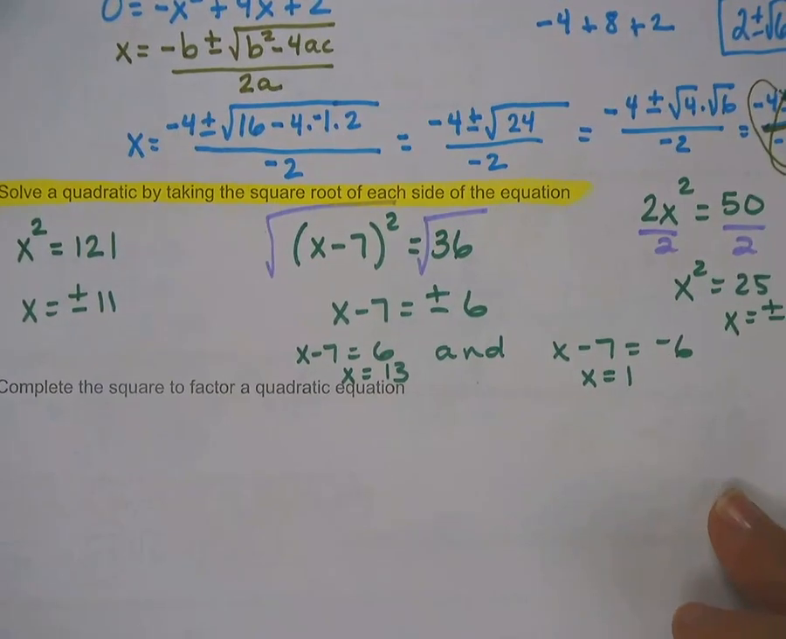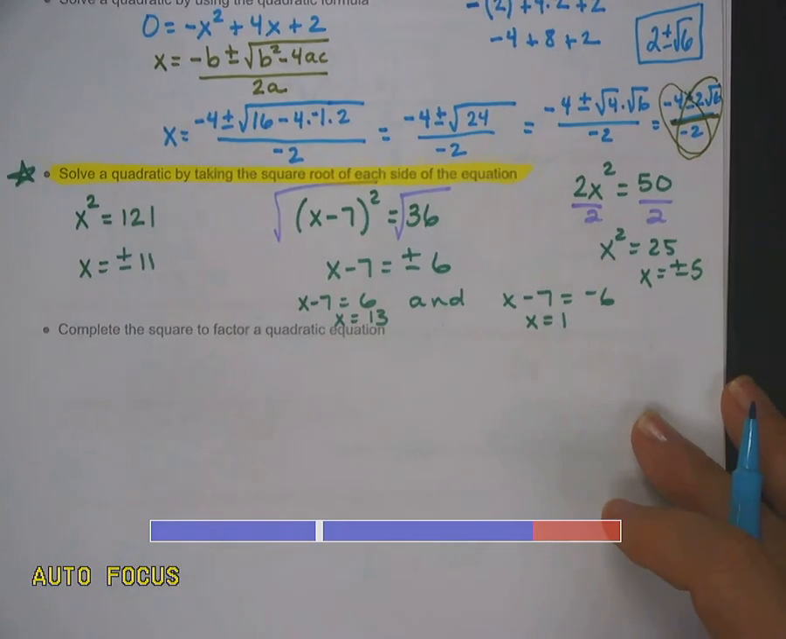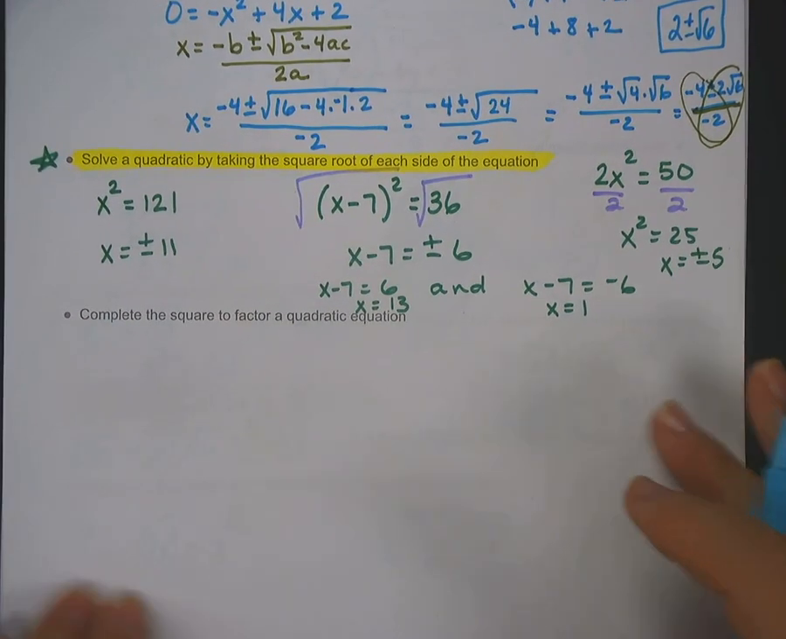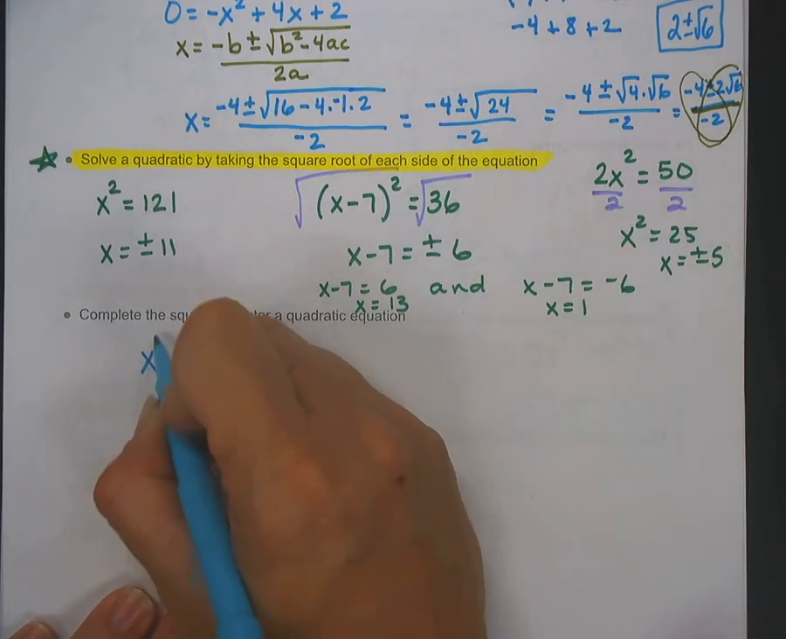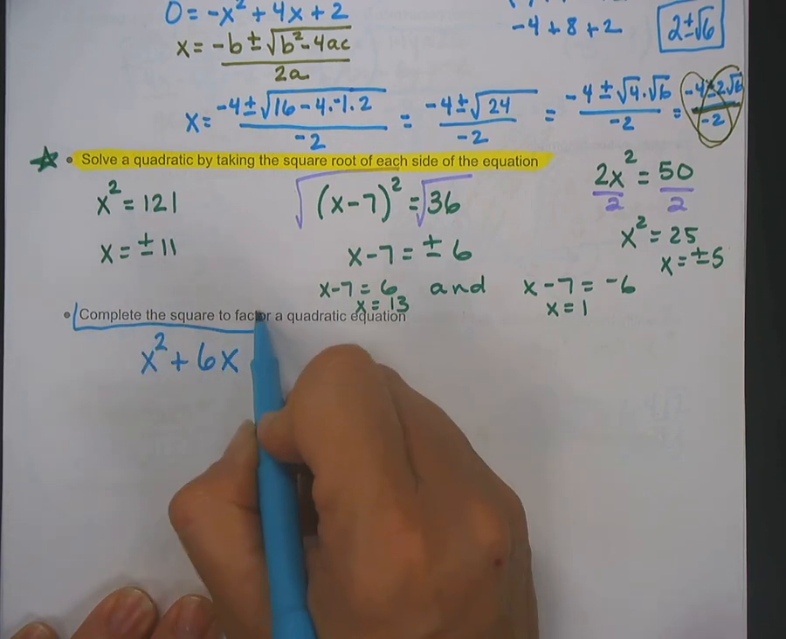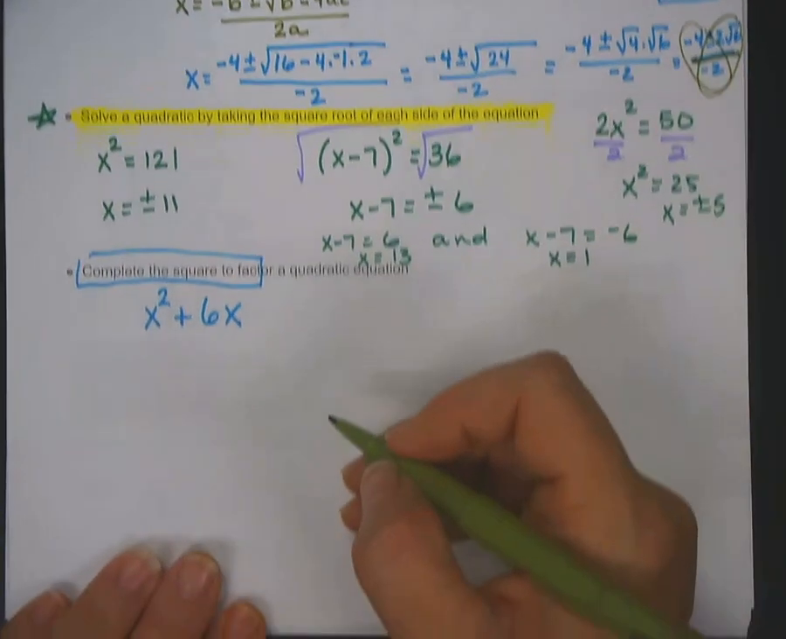Okay, I already went through this one at a previous time, so solve by using square roots. Okay, and the last one for this section, completing the square. Okay, we didn't go over this a ton, but it's not too tricky.